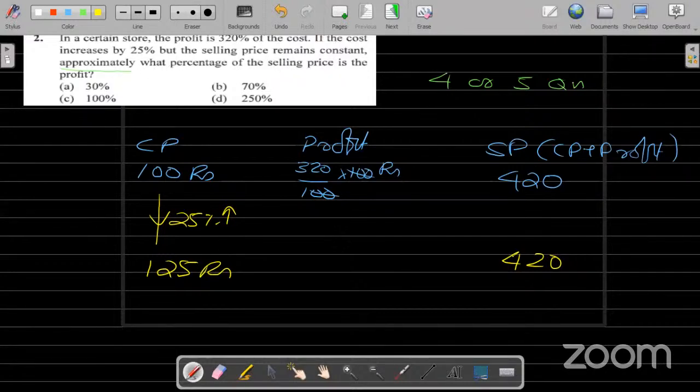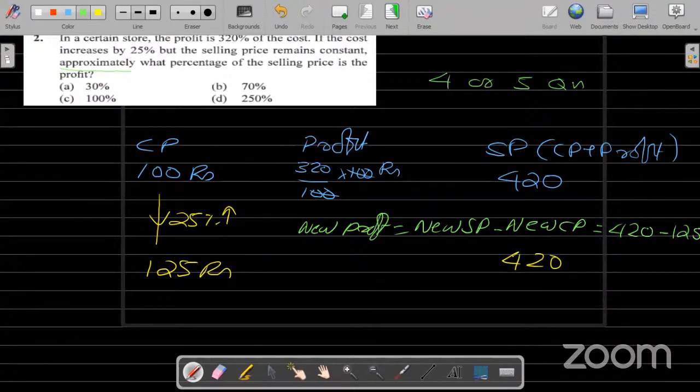Now, how much is the profit? New selling price minus new cost price. That is 420 minus 125. Okay, no need to spend time on that calculation. 420 minus 125 can be split into 420 minus 120 minus 5. 420 minus 120 is 300, minus 5 is 295. So the profit is 295. Okay, now we need to find out approximately what percent of the selling price.